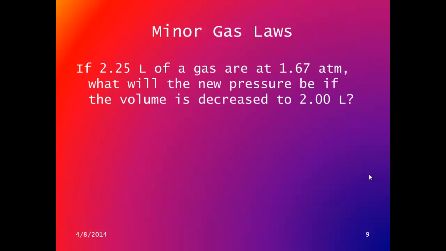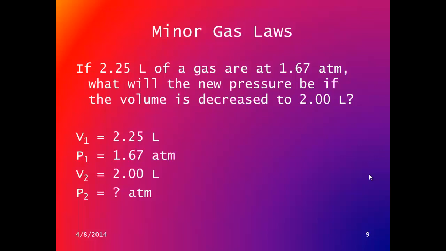If 2.25 liters of a gas are at 1.67 atmospheres, what will the new pressure be if the volume is decreased to 2 liters? If you're not sure where to start, make yourself a list. What things do I have? What am I looking for? 2.25 liters at 1.67 atmospheres. What will the new pressure be if volume is decreased to 2? What's P1? 1.67. What's V1? 2.25. What are we looking for? P2. And V2 is 2 liters.